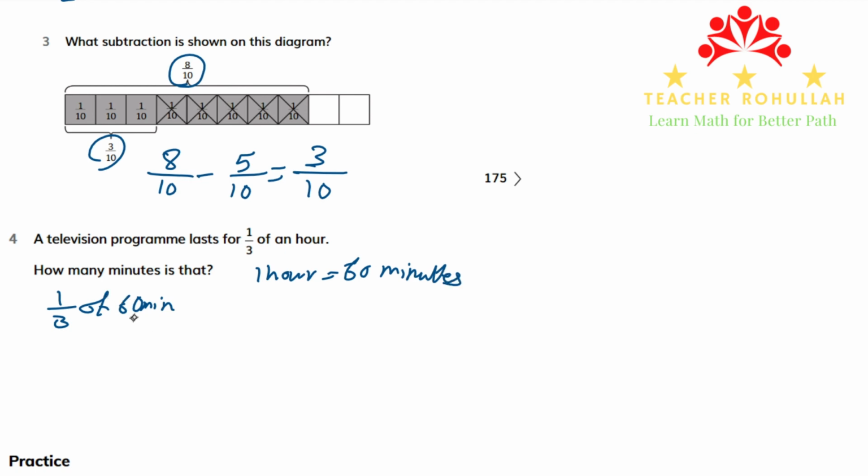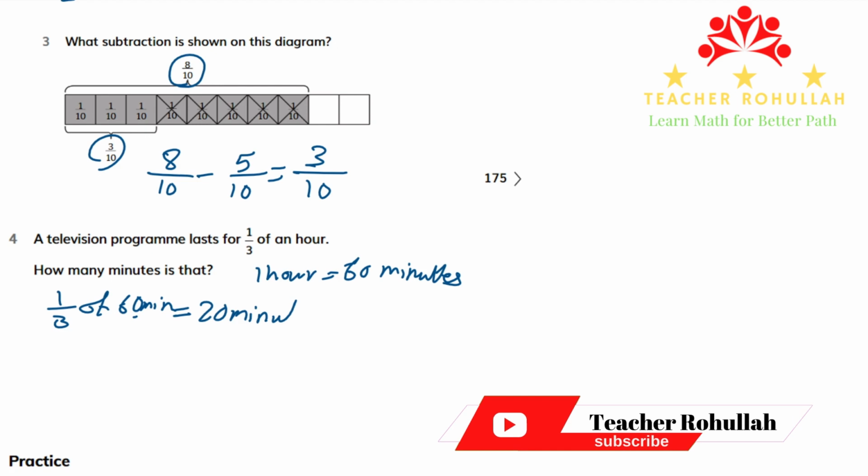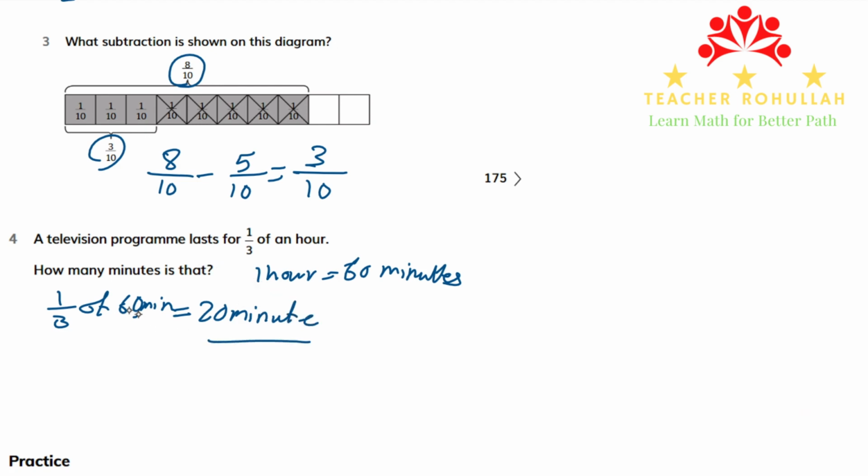So now, if we divide 60 minutes into 3 equal parts, each one will be 20 minutes, which is the answer to our question. It says, how many minutes is that? If it is 1/3 of 60 minutes, the answer is 20 minutes. We are done with this question as well. Let's scroll down to move to the next question.